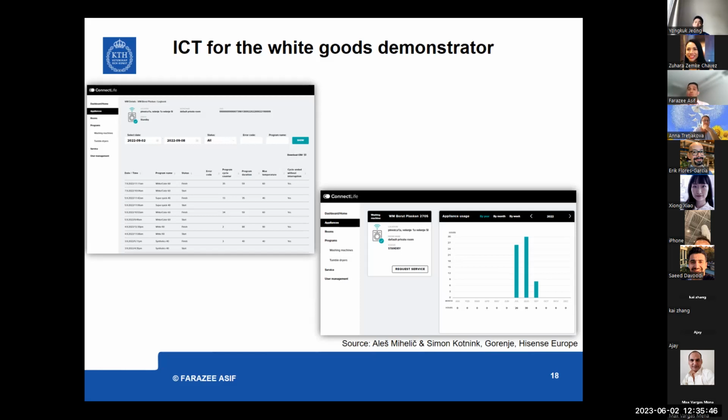Then you do not know when the product needs to be brought back, when the product needs to be serviced, when the product needs to be refurbished. So this ICT infrastructure or digitalization is a necessary element to implement, and this is what I was referring to, the role of digitalization in implementing CMS.